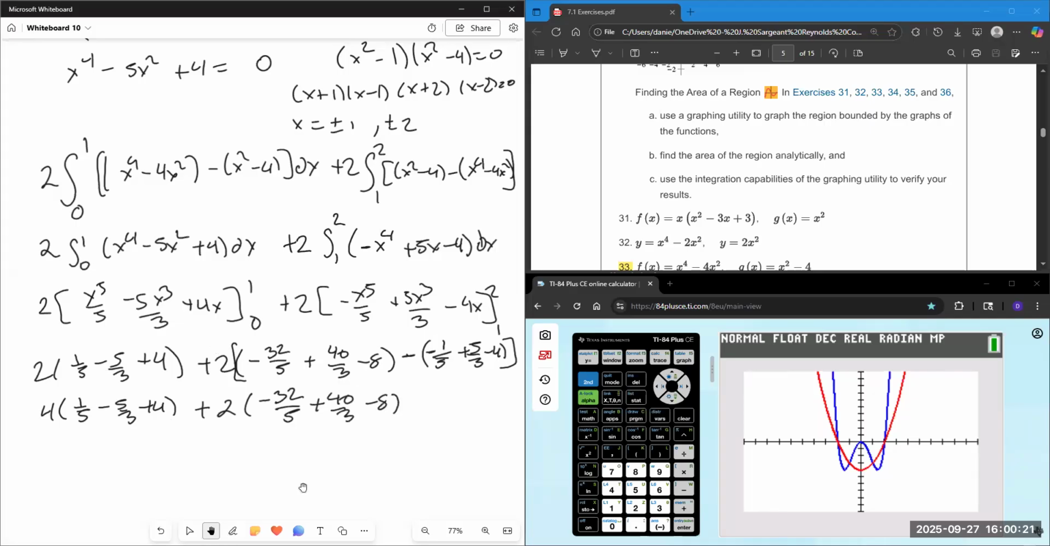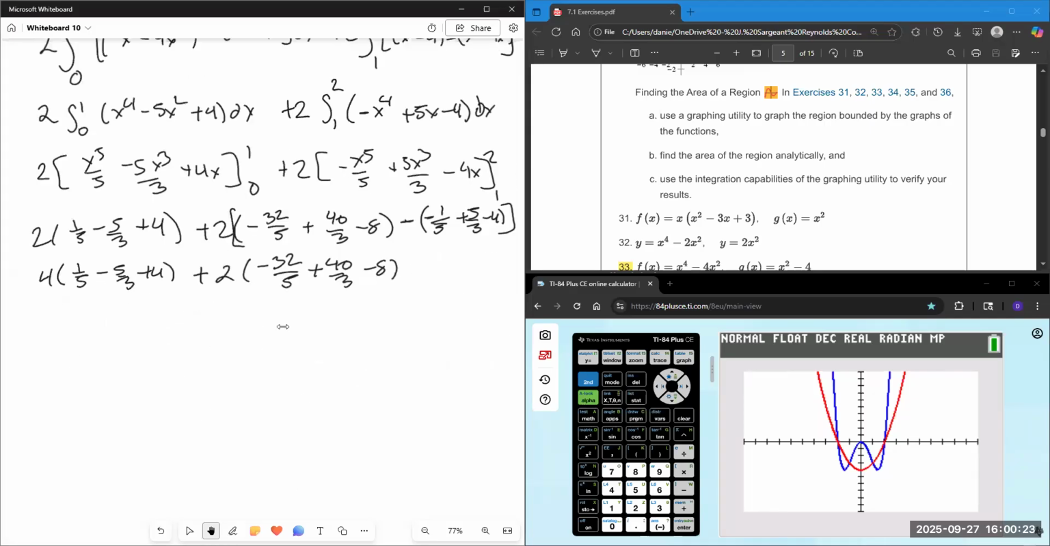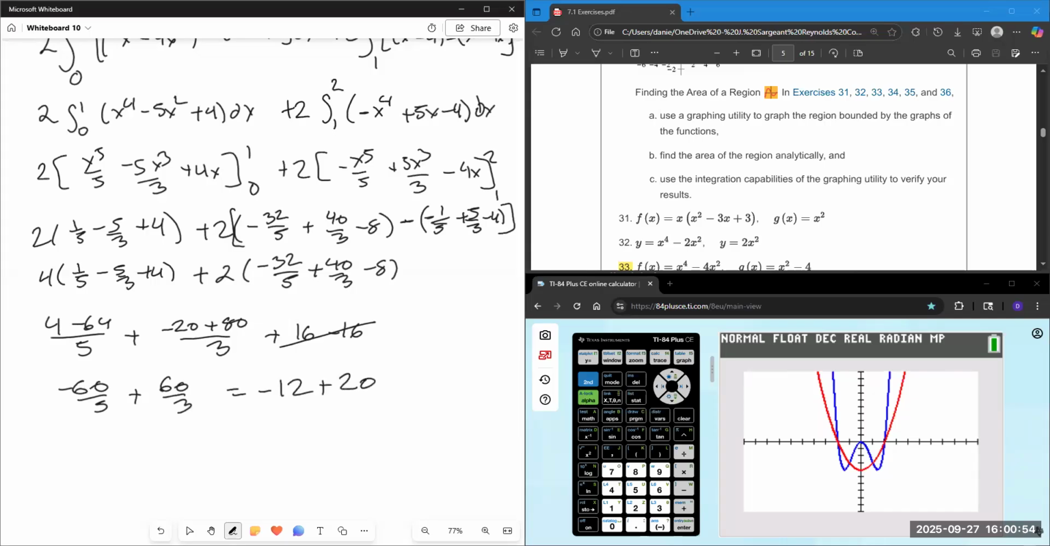Okay, so let's see what we can do with that. So this is 4 minus 64 over 5 plus negative 20 plus 80 over 3 plus 16 minus 16, that's 0. So negative 60 over 5 plus 60 over 3 is negative 12 plus 20 is 8.